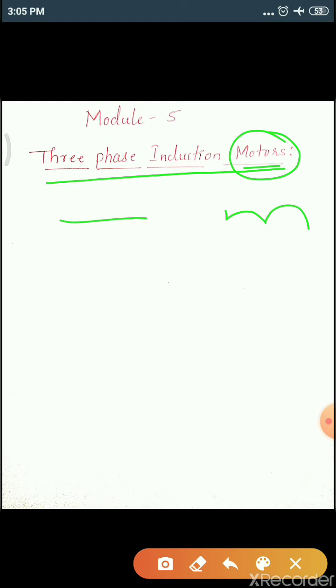They run at essentially constant speed from no load to full load. However, the speed is frequency dependent, and consequently these motors are not easily adapted to speed control. Speed cannot be controlled so easily. So we usually prefer DC motors whenever large speed variations are required. Now we'll study the three-phase induction motor.